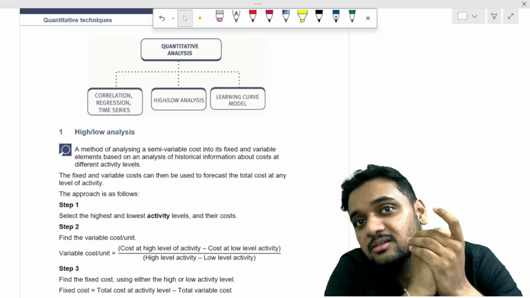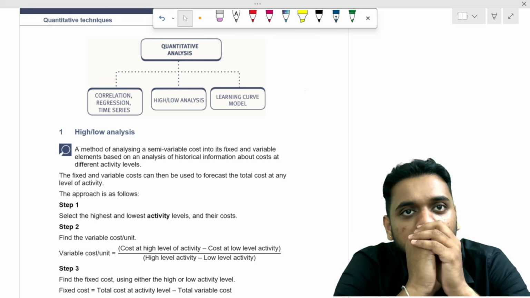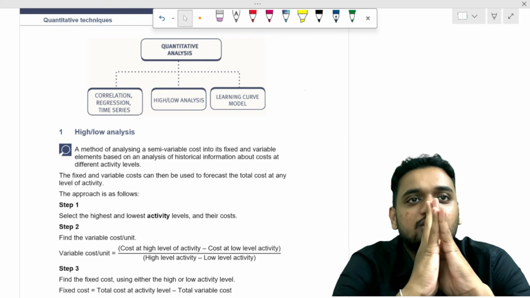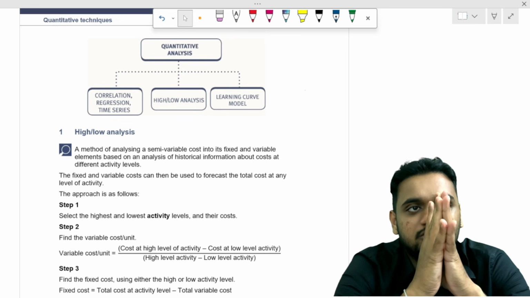Why is selling price required to find the fixed cost? I don't ask for profit, I ask for fixed cost. What is my fixed cost?